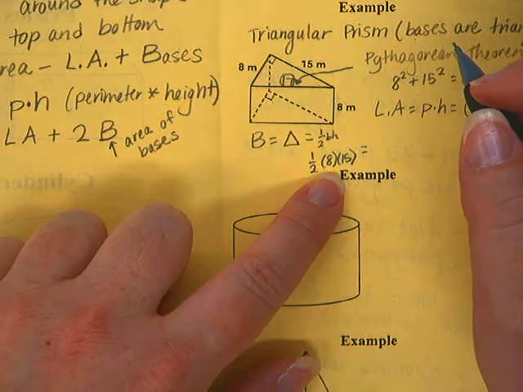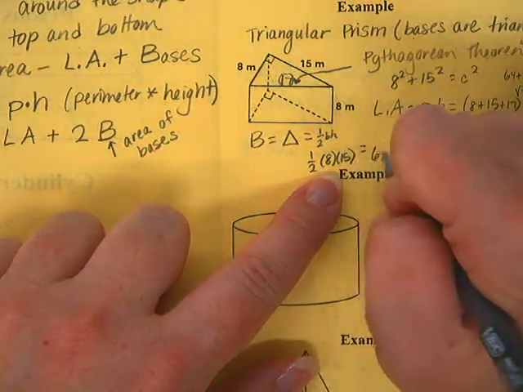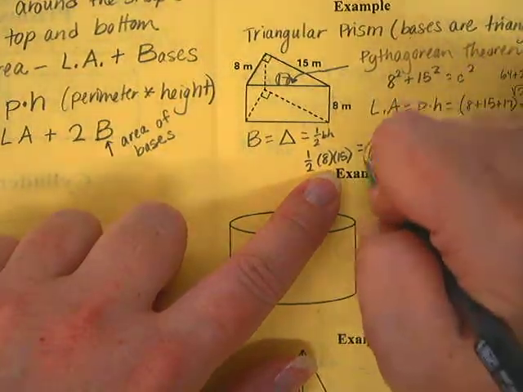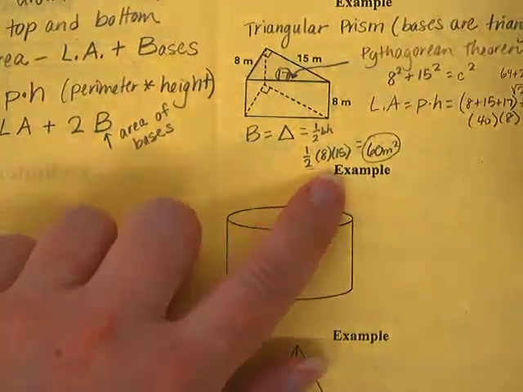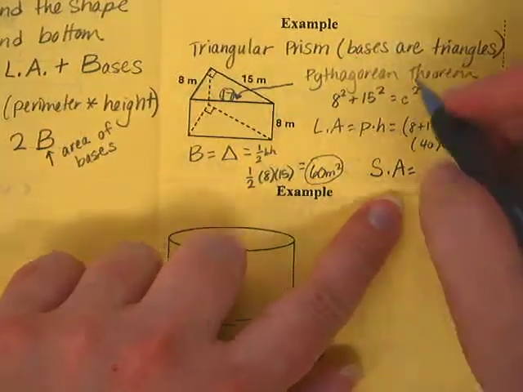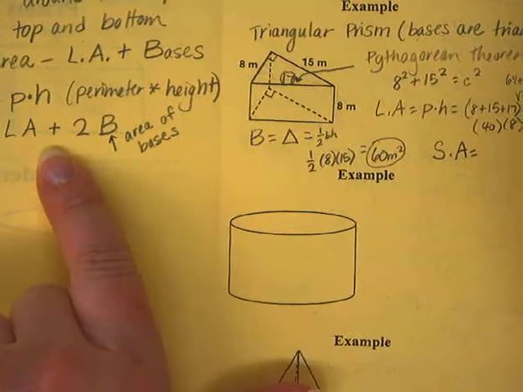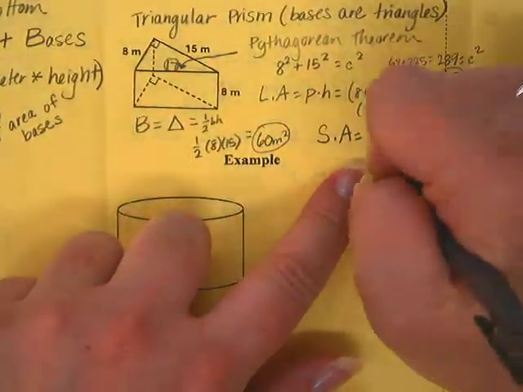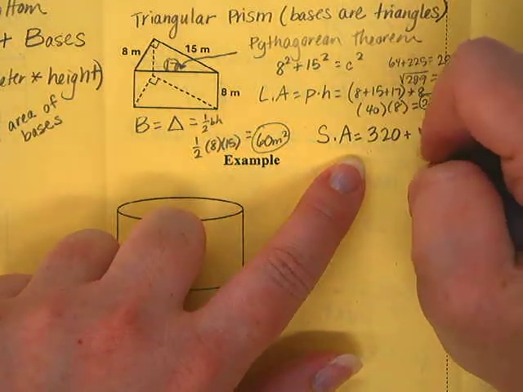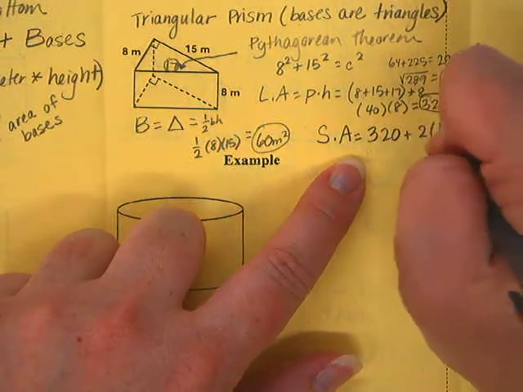Okay, so let's do that part. So we have lateral area, that's one number we need. So 1/2 8 times 15 is what? What is it? 60? Okay, so 60 square meters for one base. But how many bases are there? There are 2 bases, so now we're ready to do our surface area.